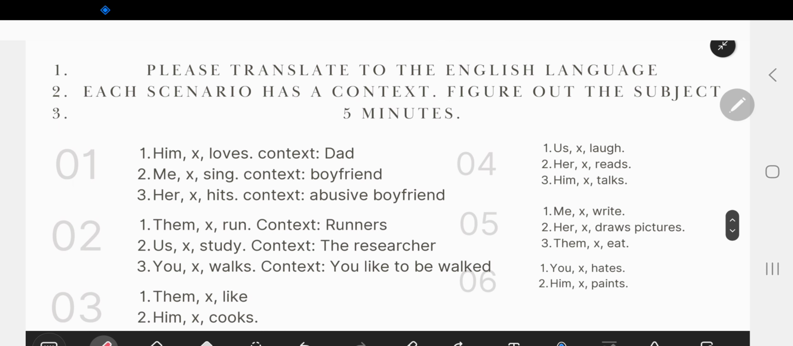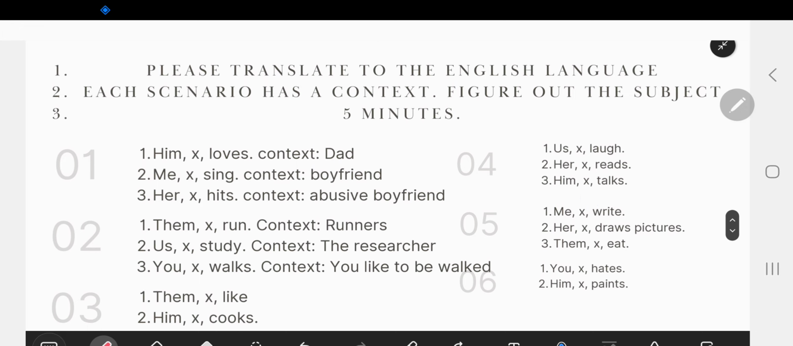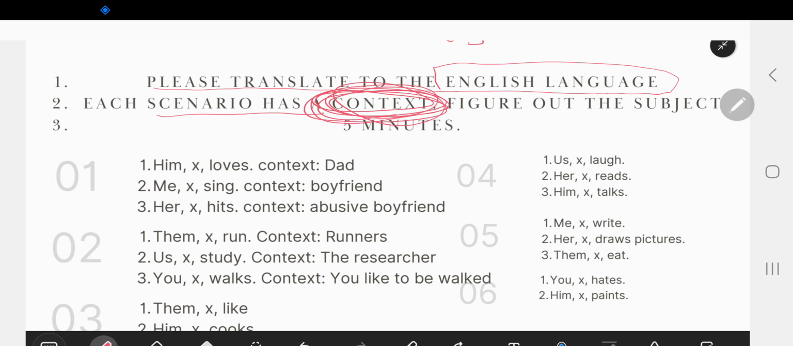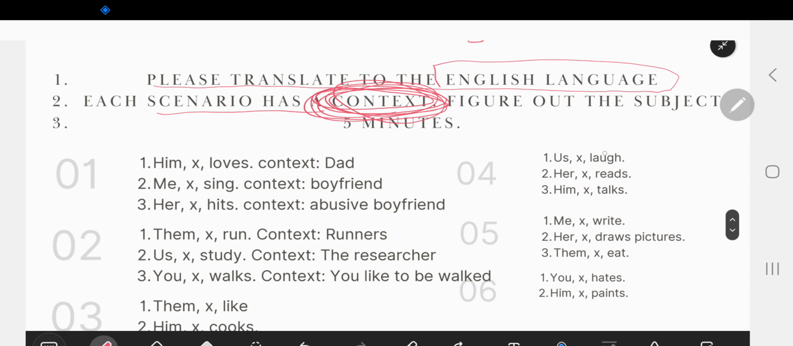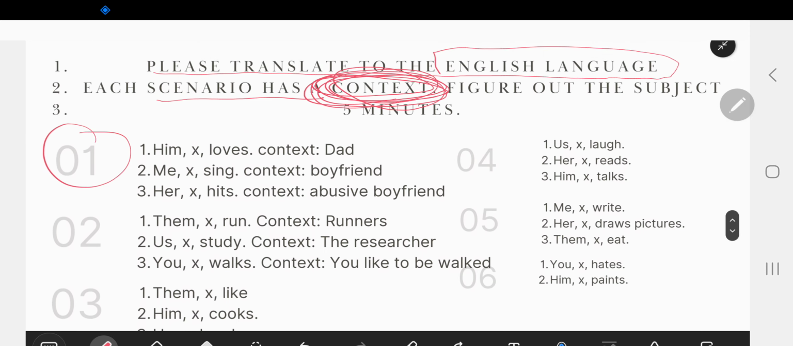So here is another one. Okay? So this time we are trying to practice the context of the situation, the context of the conversation. So please translate to the English language. And each scenario has a context. Remember, you have to look at the context and then figure out what the subject is. Okay? So I'll give you the first section for free. There are 3 questions in each section.